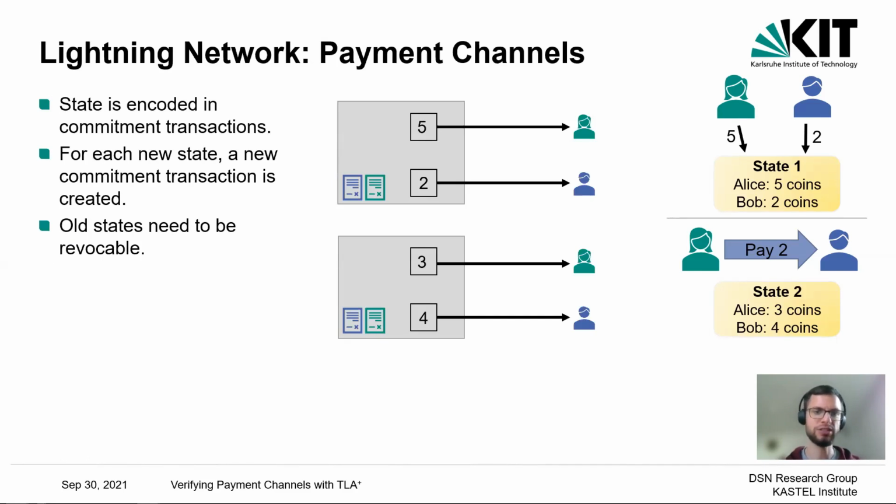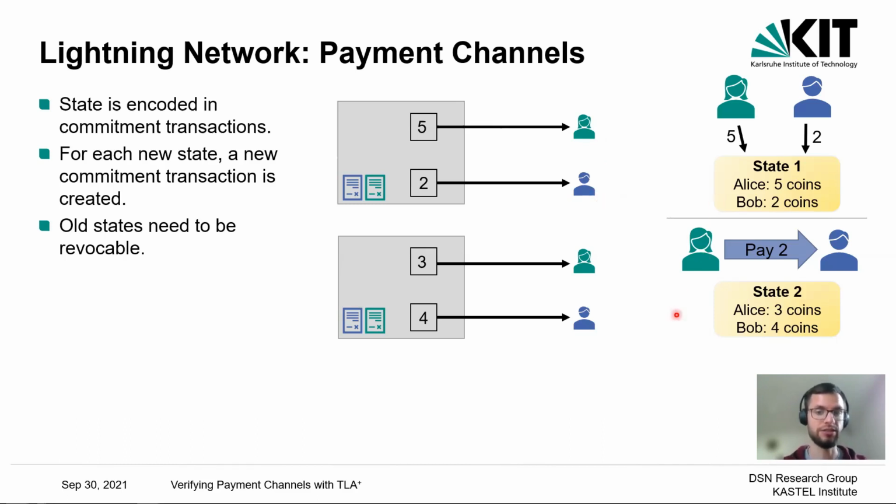Now we look at how the Lightning Network implements this construction for payment channels. The Lightning Network is based on Bitcoin and uses Bitcoin transactions. Each state is encoded in a commitment transaction, which we can see here. The transaction is signed by Alice and Bob and sends 5 coins to Alice and 2 coins to Bob. But it doesn't actually send those coins, it makes them redeemable. So 5 coins redeemable for Alice and 2 coins redeemable for Bob.